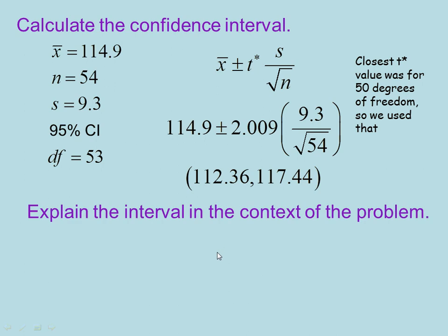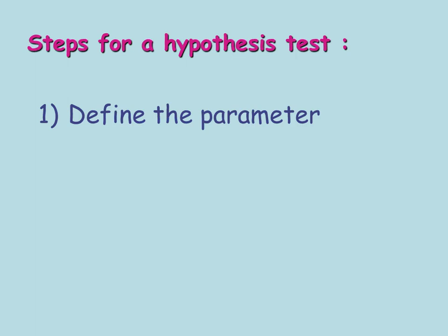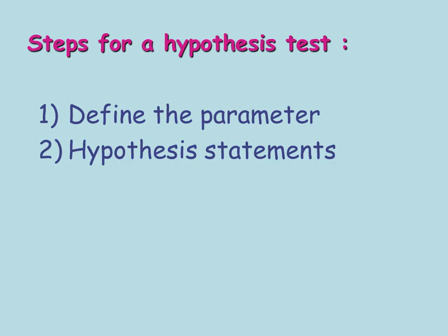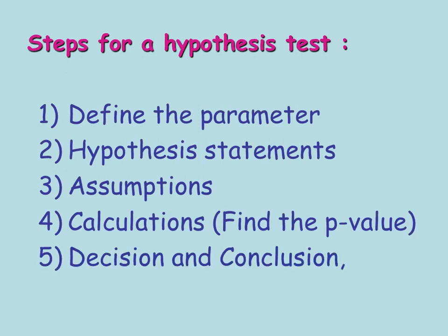This is the problem we just finished. So we've just talked about a confidence interval. Now let's go through all of the steps to do a hypothesis test. So as before, define the parameter, hypothesis statement, assumptions, calculations, and then a decision based on your p-value, and then a conclusion. This should look very familiar because this is what we've been doing for the last few units.